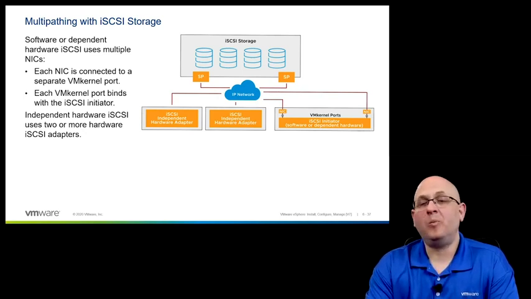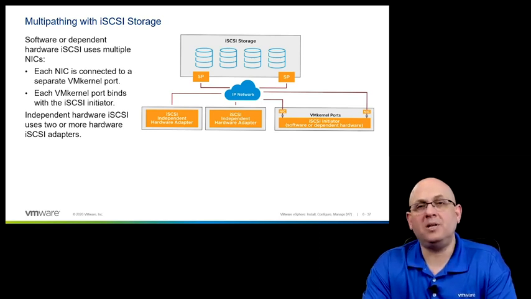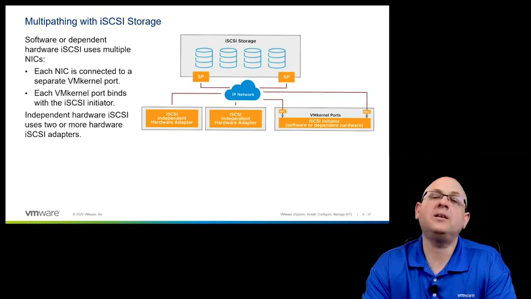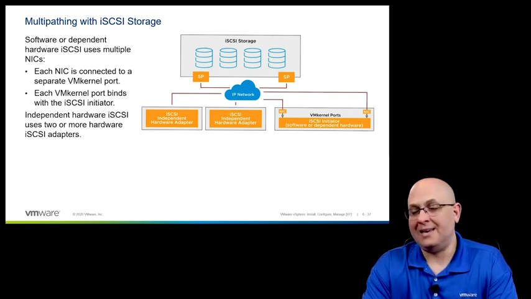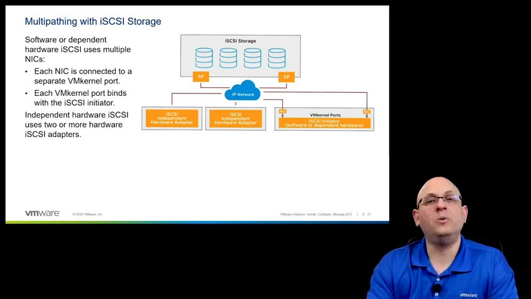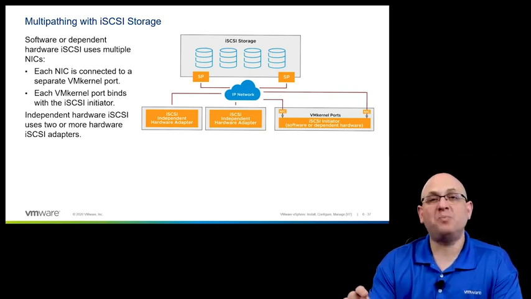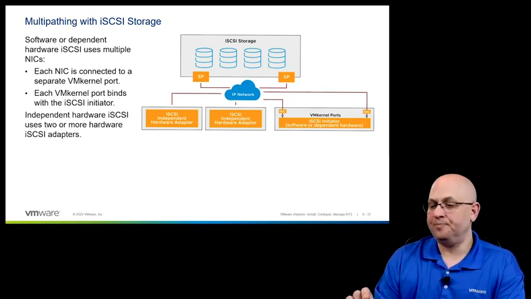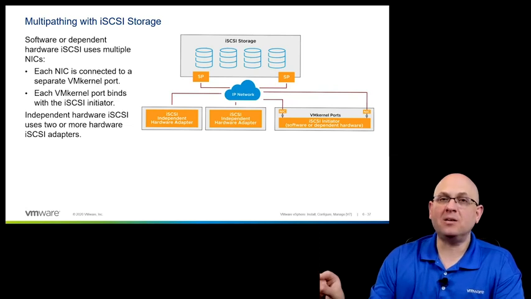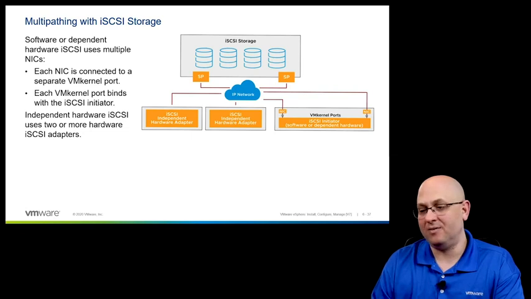Now, once again, multipathing is an important thing, and we want to show you here how to do multipathing with iSCSI storage. This is going to depend upon whether you're using an independent hardware adapter or a software or dependent hardware adapter. When you're using a software or dependent hardware adapter, what you will do is create a single VM kernel port, and you're going to use IP hash-based load balancing to bind two physical NICs to the same VM kernel port. We learned all about how to do that in module number 5.